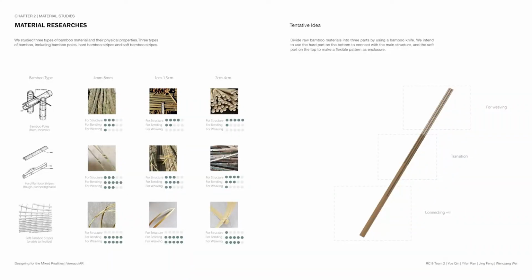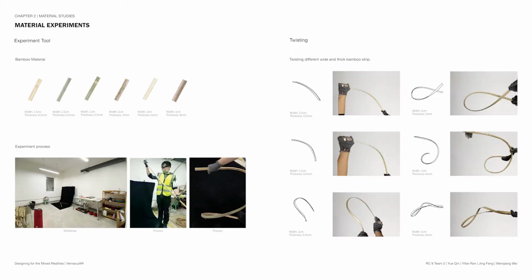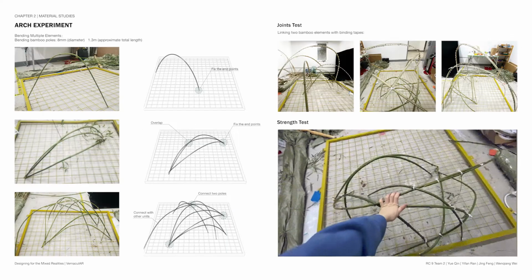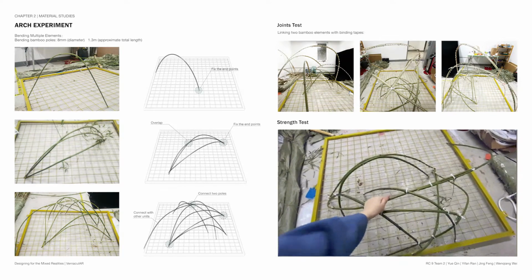Next, we did a series of material studies to explore our design prototype. We did bending tests of different kinds of bamboo materials, tested the influence of joints, and tried to connect multiple bamboo poles together.